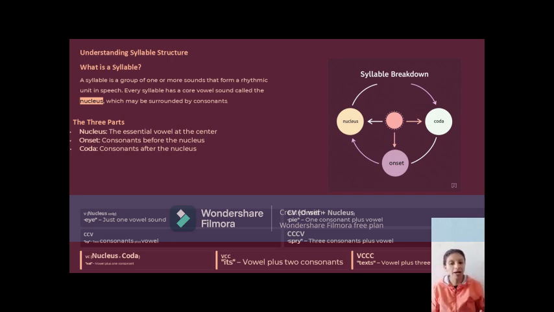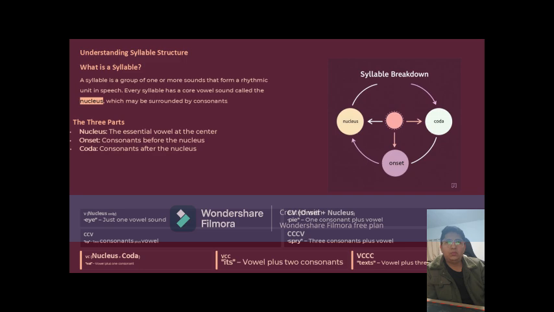But we also have that a vowel can be followed by one or more consonants, and that is when the coda comes into action. For example, with one consonant we have the word it, for two consonants we have the word its, and for three consonants we have the example of the word text. But, Jessica, what is the use of knowing syllable structures in English?